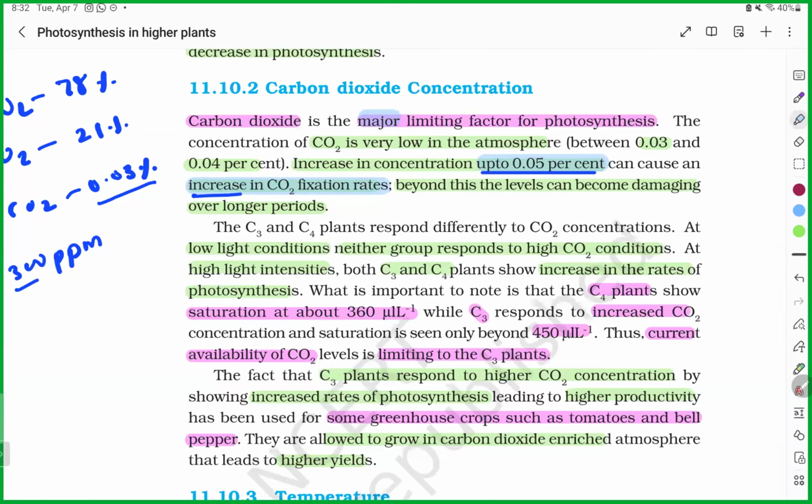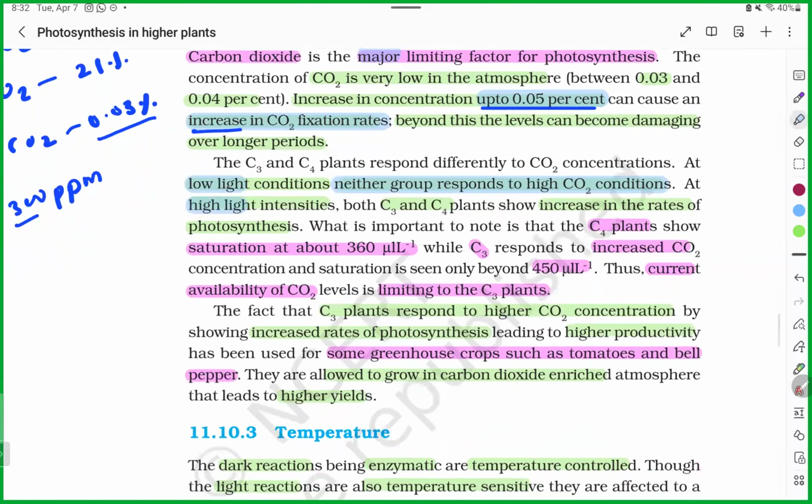Example: in low light condition, no plant will respond to high CO2 condition. क्यों? Light is the limiting factor now. अगर लाइट की कंडीशन लो है, it means light is the limiting factor, not CO2. So no one will respond, and this statement is very, very important. ठीक है. यहाँ पे लाइट की शॉर्टेज है. अगर लाइट एकदम परफेक्ट है तो C3 C4 प्लांट both will increase the photosynthesis speed.